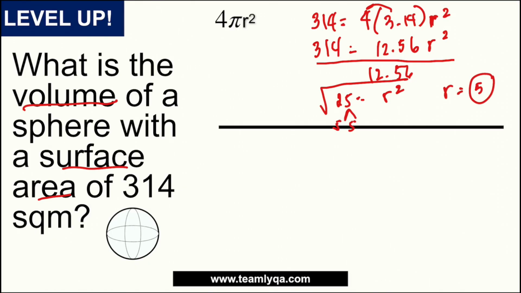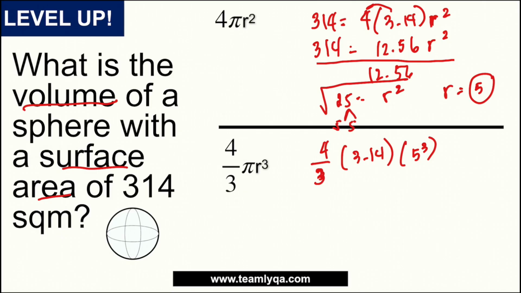Now, after you get the radius, isa-substitute mo lang siya dun sa formula for the volume. So, gagawin lang natin 4 over 3, okay, times pi, which is 3.14, times 5 cube. So, ano ba yung 5 cube? That would be 5 times 5 times 5. So, 5 times 5 is 25. Times 5, that is 125. Tapos, ganyan. Tapos 4 over 3.